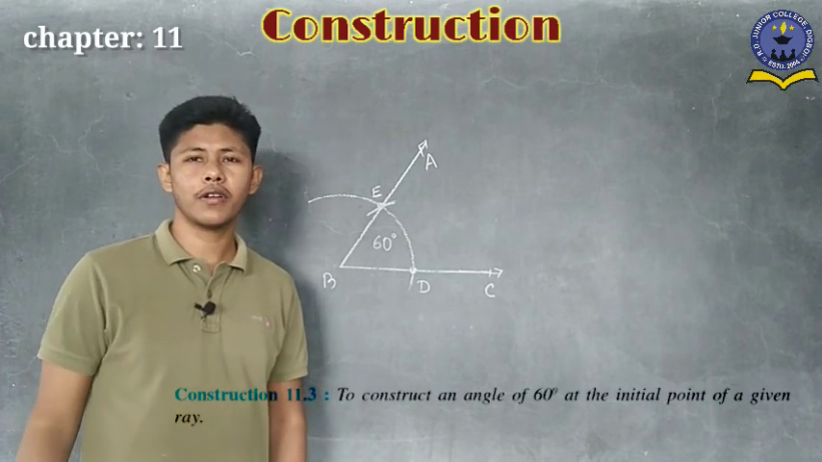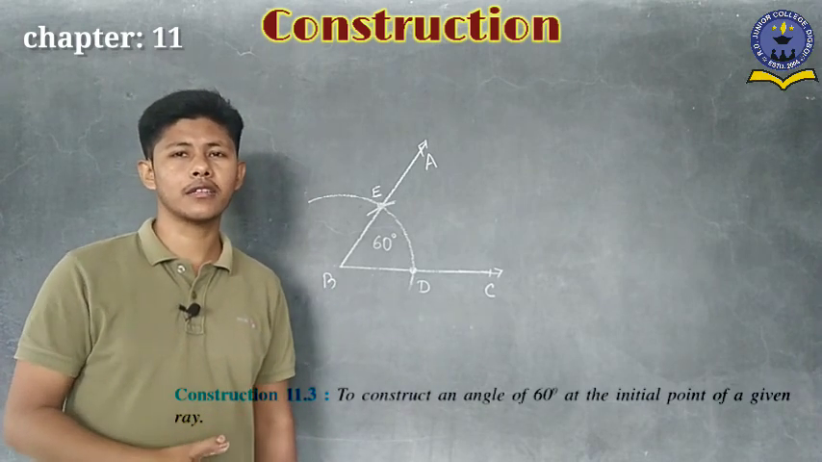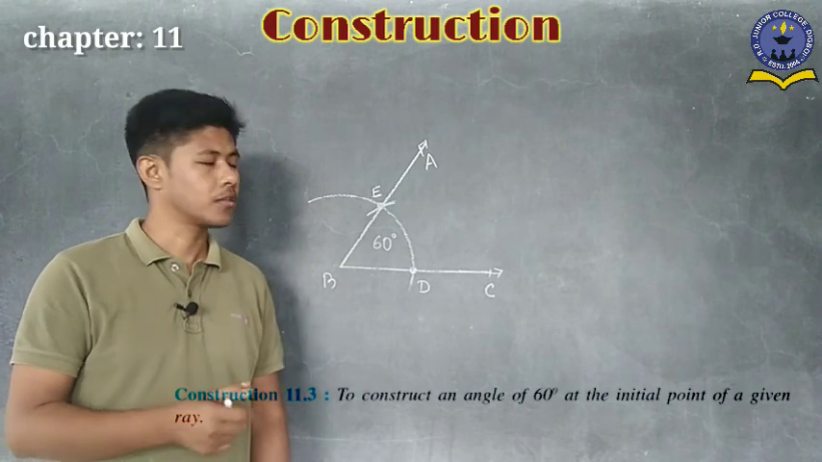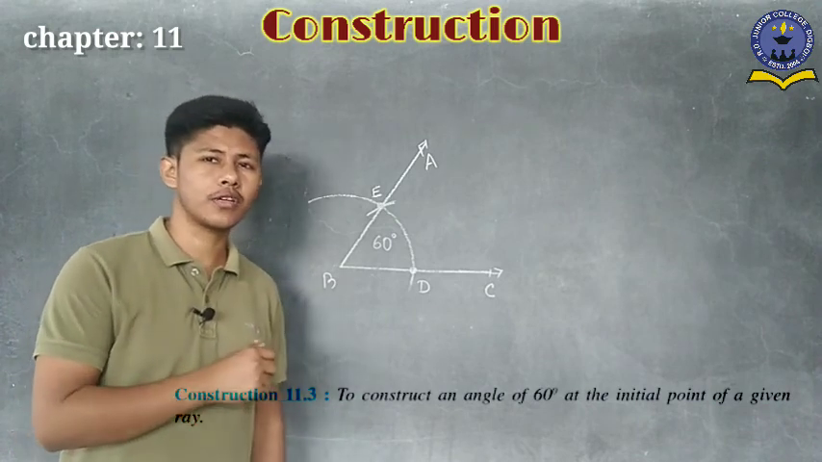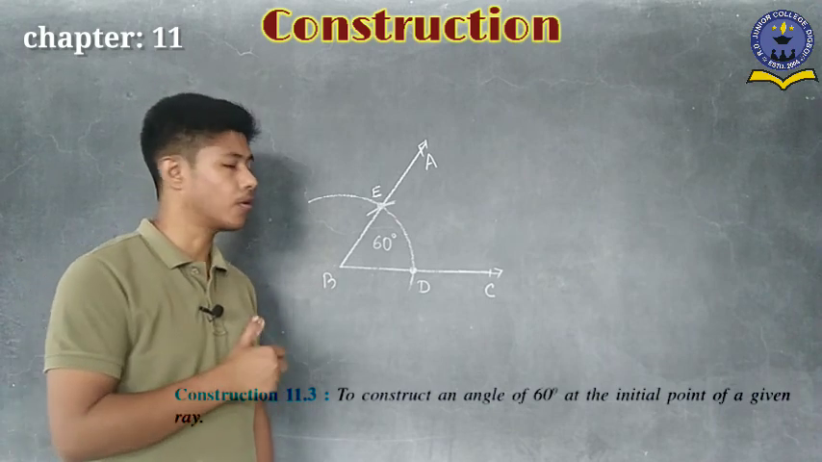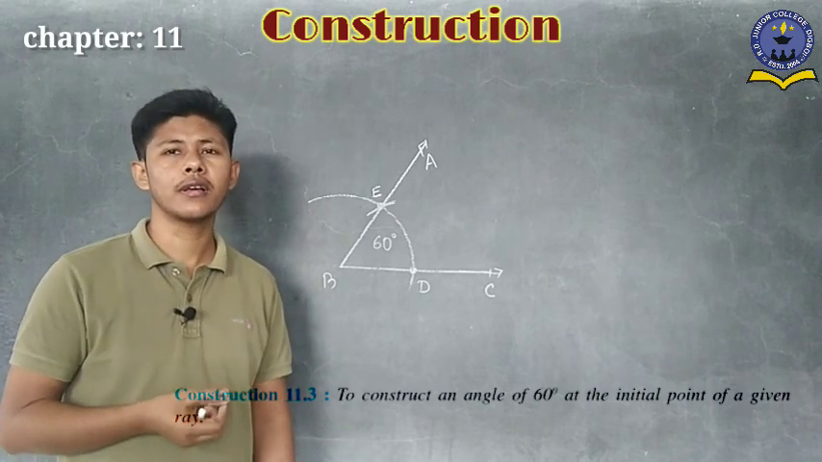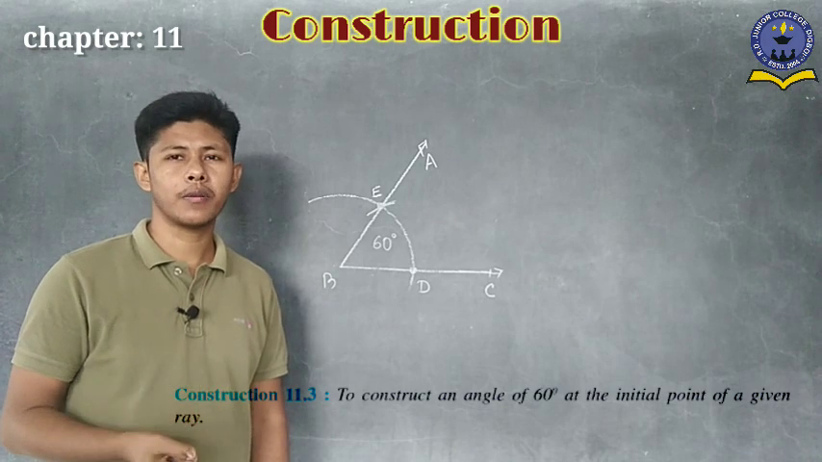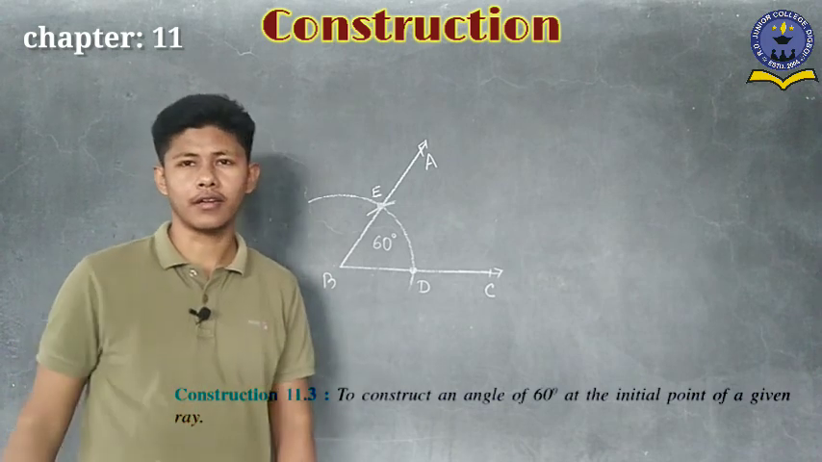I think all of you understood this one. In our next class we will continue this exercise. Before that, you have to construct these three properly at home, and let's check whether you know or not. Which three? Bisector, perpendicular bisector and 60 degree angle.